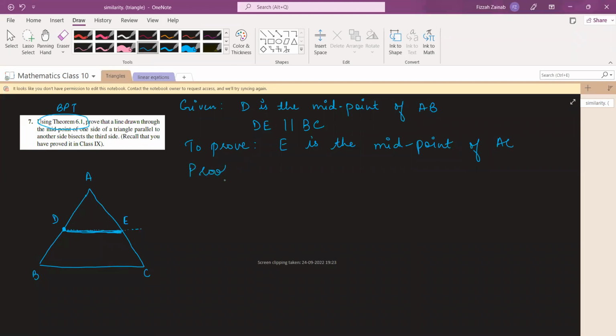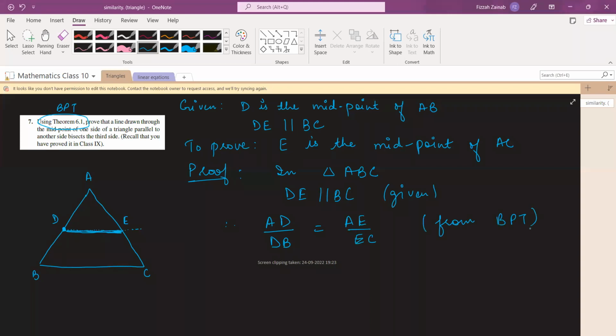Let us start. So we start from BPT again, like it is mentioned in the question that you have to use BPT. So I take triangle ABC. In this triangle, I can see that DE is parallel to BC. This is already given, right? So therefore, I can say that AD upon DB is equal to AE upon EC, right? So here I have used BPT. Understood? Okay.